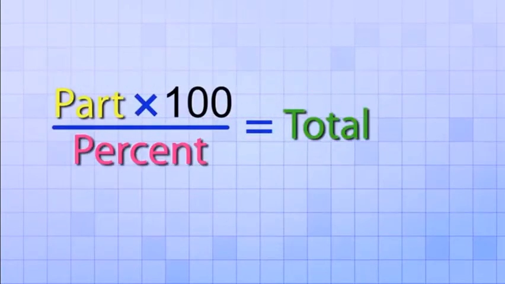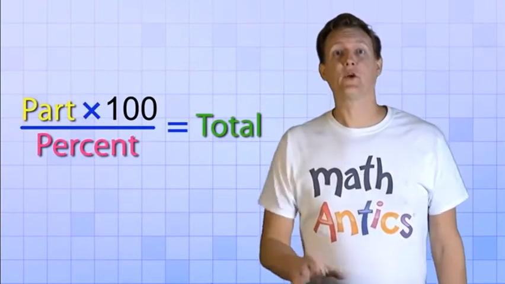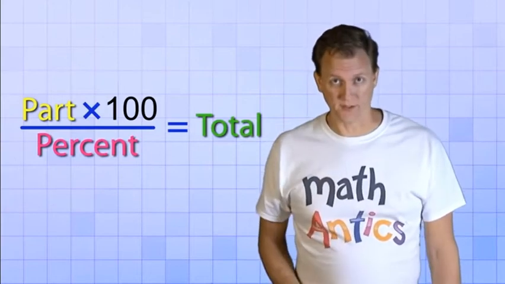What this new form of the equation tells us is that if we take the part and multiply it by 100, and then we divide that by the percent, we'll get the total. That seems simple enough. It's just 2 steps. Let's try it out on our word problem about the marbles.